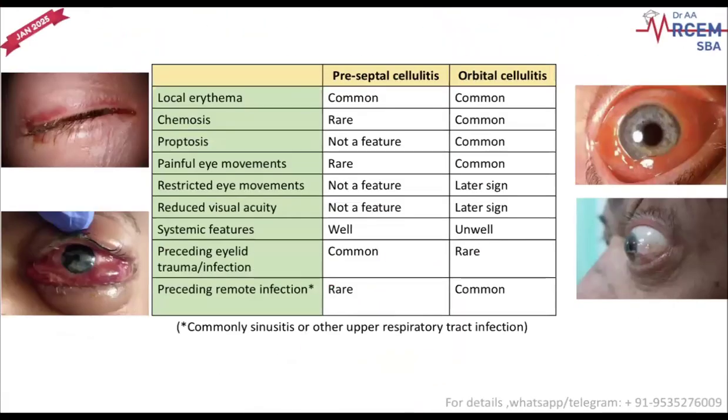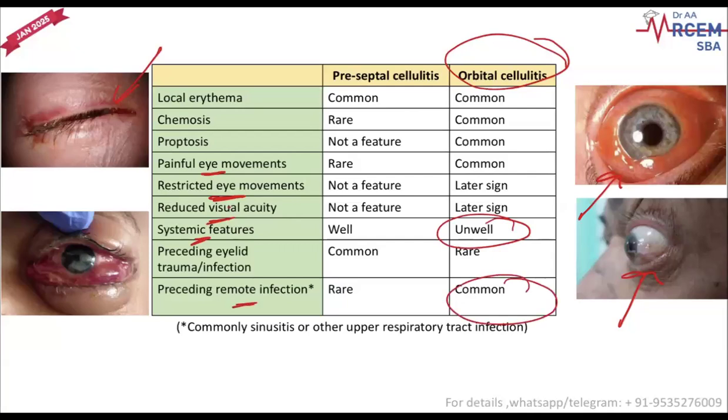How to differentiate? If any eye symptom is present, it is orbital cellulitis for you. They present with chemosis, proptosis, and some inflammation seen outwards. Along with it, they will have quite painful eye movements, and restricted eye movements will be present. That is known as ophthalmoplegia. Loss of visual acuity can be present in these patients. As this is a severe infection, they will be systemically unwell. They might be septic, tachycardic, tachypneic, hypotensive. A preceding remote infection is very commonly seen in orbital cellulitis. So remember, any eye symptoms, if present, it is orbital cellulitis unless and until proven otherwise.